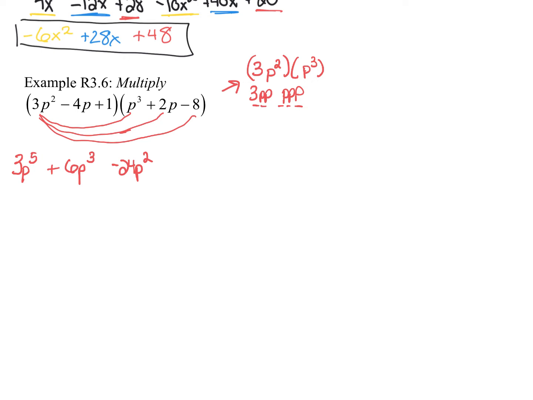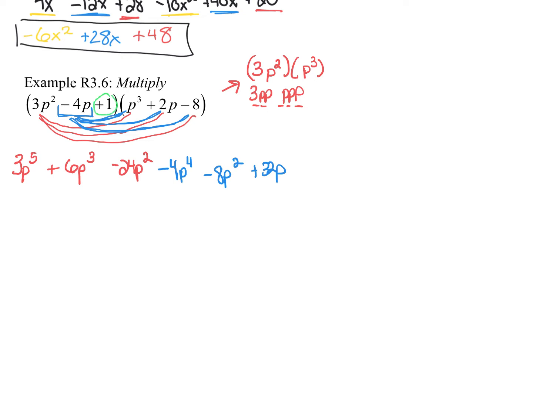I'm definitely not done yet, because what I need to do now is I need to make the next term friends with everyone. So I'm going to take my negative, don't forget the negative, I'm going to take the negative 4p, and I'm going to make it friends with the p to the third, the 2p, and the -8. So that's going to give me a negative times a positive is going to be a negative 4p to the 4th. A negative times a positive is going to be a negative 8p squared. And then a negative times a negative is actually going to make me a positive and make me a plus 32p.